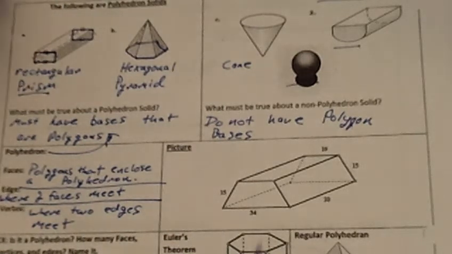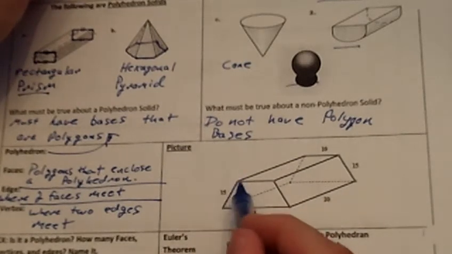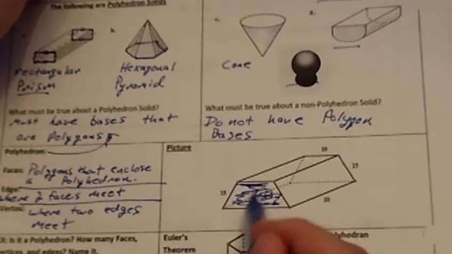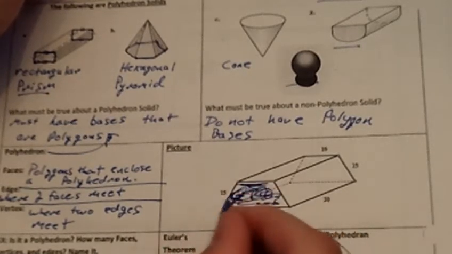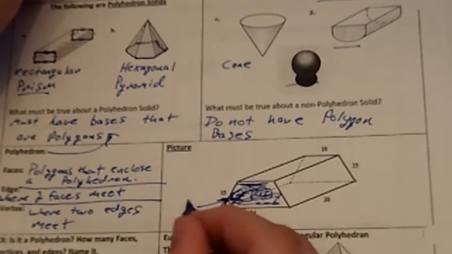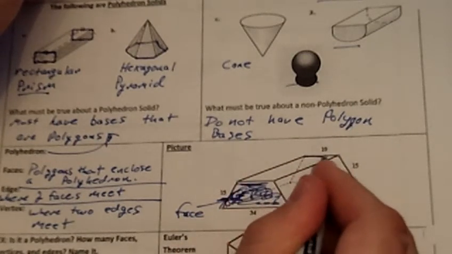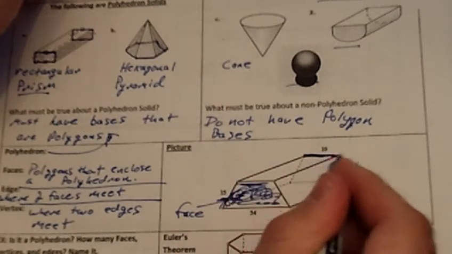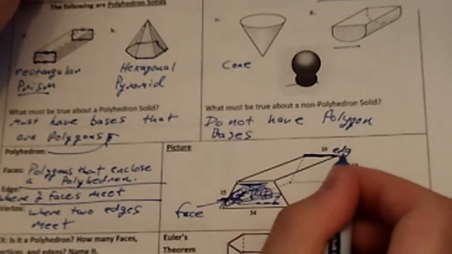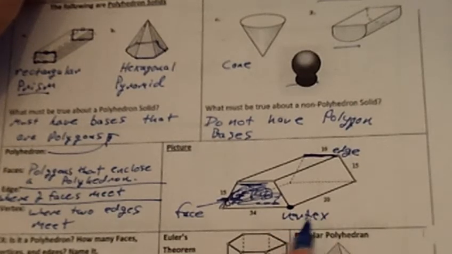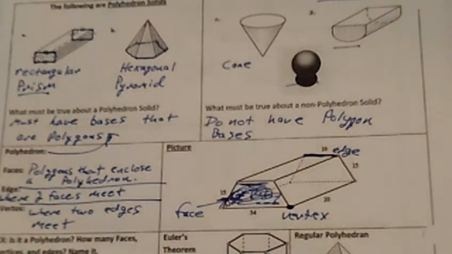So if I look at my picture over here, I've got a couple things. I've got here in the front in blue, this is a base, but it's also a face. Okay, this segment back here that's 10 units, this would be an edge. And this point here would be a vertex. Okay, so that's some vocab for you for the beginning of chapter 12.